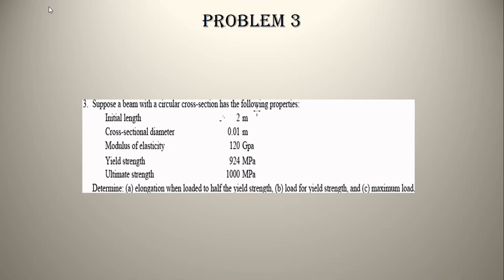What else is given? Ultimate strength is given there. So he wants you to determine elongation. That's the first thing he's asking you to find. Elongation is usually given by delta L. So this is what we want to find.